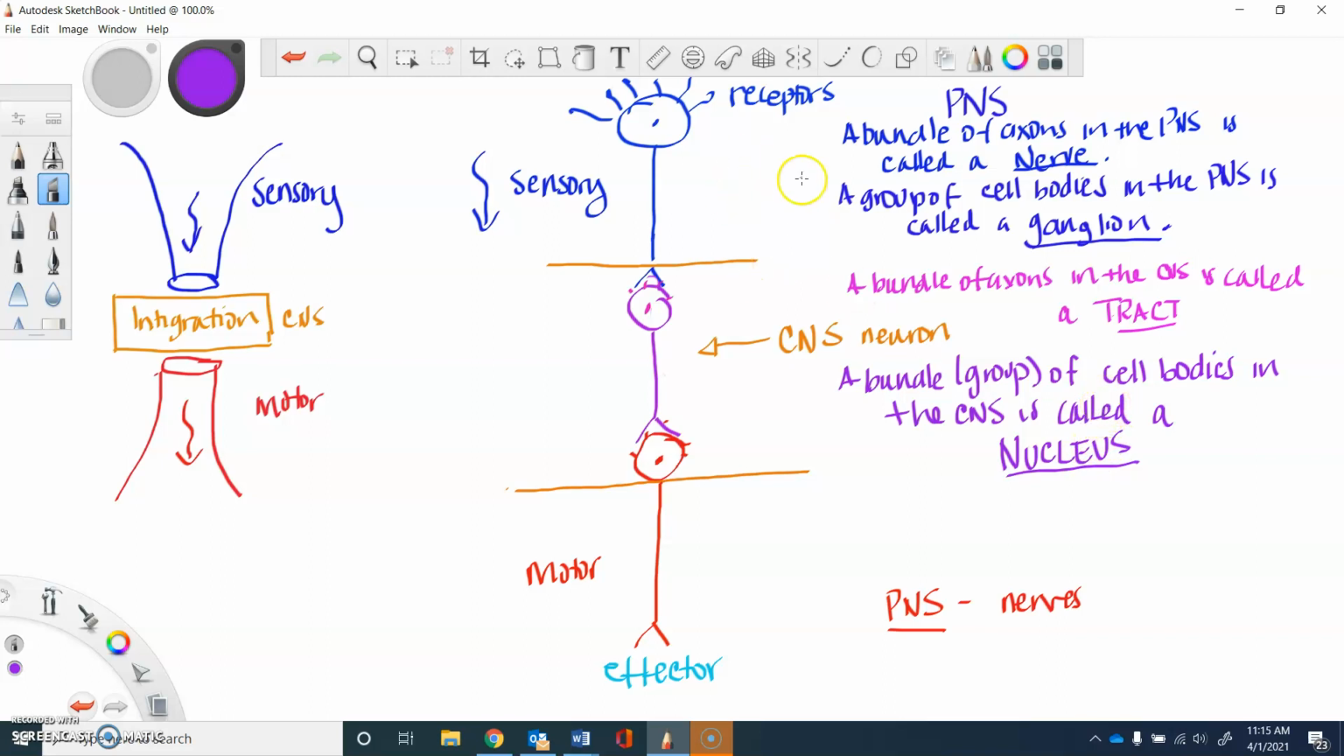So that's how the nervous system is set up as far as its neurons and where they're going and where they're coming from, and all of that. So you want to make sure to understand and know these terms and their differences. When we're talking about the central nervous system, we're talking tracts and nuclei. When we're talking peripheral nervous system, we're talking nerves and ganglia. Okay, so keep that in mind, and in the next video, I'm going to map out the entire nervous system.